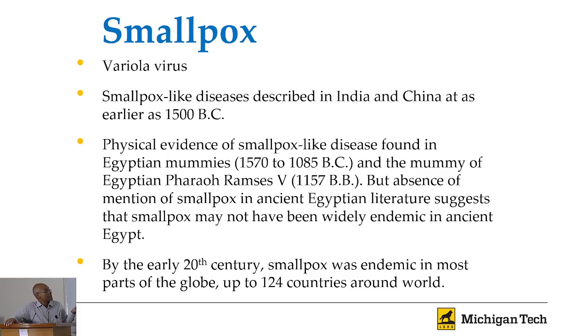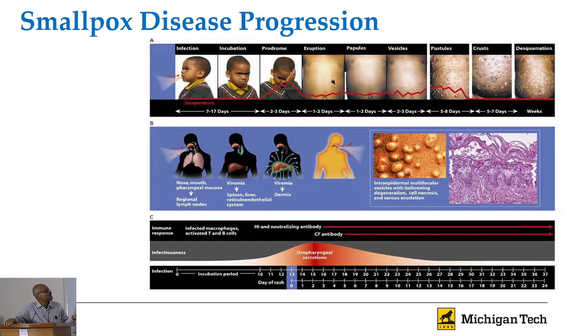But at that time there was no kind of diagnosis by which they could say this was caused by pox viruses. By the early 20th century, smallpox was endemic in most parts of the globe, up to 125 countries around the world. So this is a kind of progression. They got it through the aerosol route. It goes aerosol and then the virus is incubating. You can see the line where the incubation and all those time points are, when the disease has been shown or the symptoms have been found.